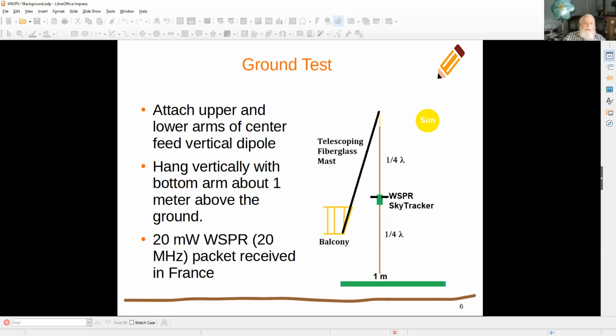Later on, Mel discovered that those transmissions, they're putting out 20 milliwatts in the 20 megahertz band, or, not 20 megahertz, the 20 meter band. I guess that's a mistake there. I guess I should say 14 megahertz, okay? So in the 20 meter band, some of these packets were being received in Western France, okay?